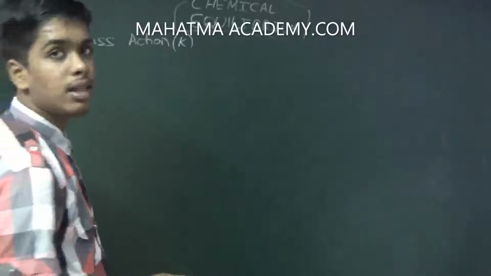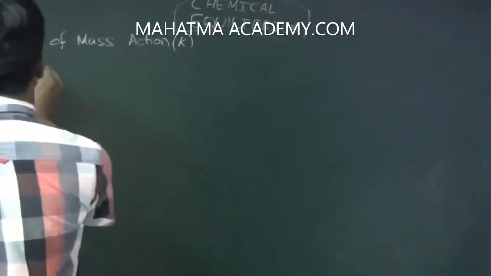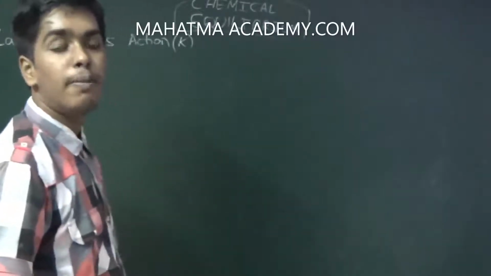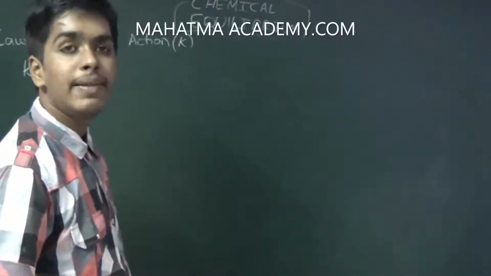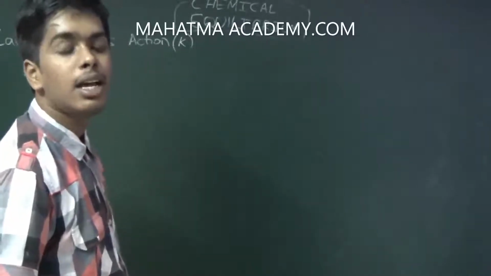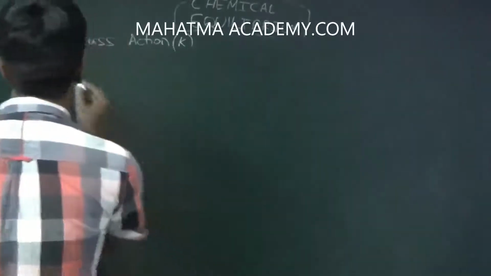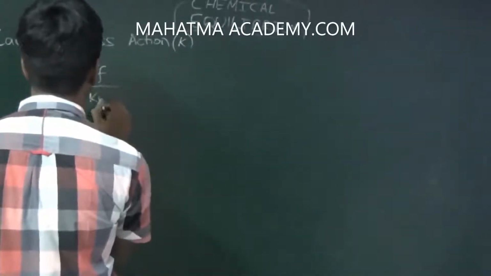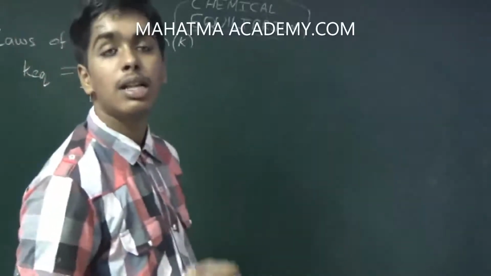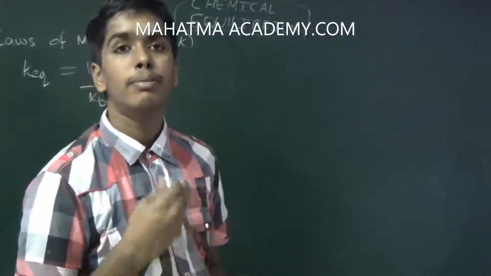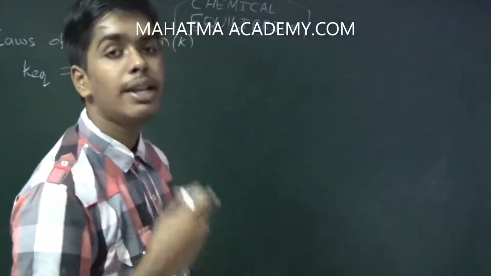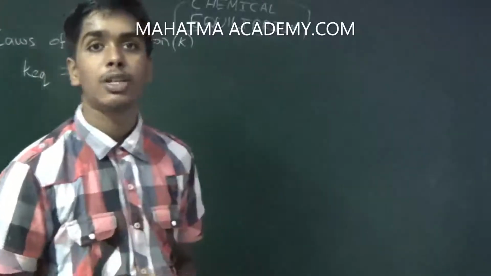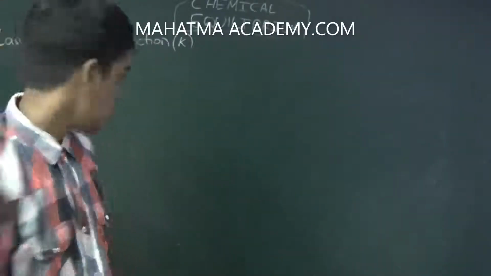Now we are going to discuss about K equilibrium. K equilibrium states that it is the ratio of the K of the forward reaction and the K of the backward reaction: K forward divided by K backward. K forward means the concentration of products will be more, so we choose the concentration of products. K backward means the concentration of reactants will be more.